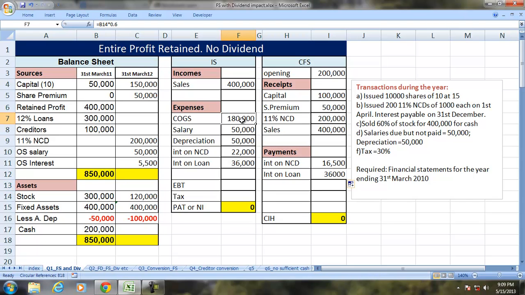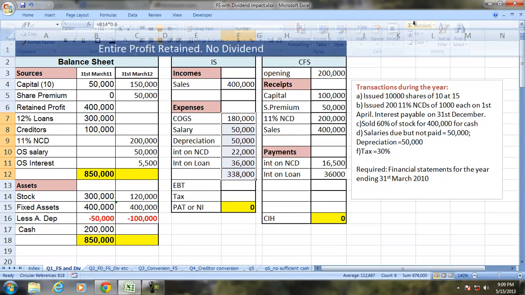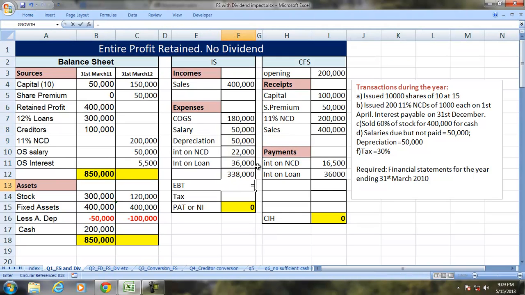All transactions done, so we'll find the profit. The profit before tax or earning before tax is 400,000 minus 338,000. Earning before tax is 62,000, and tax is 30% of that, 0.30. So 43,400 is a profit after tax or net income.